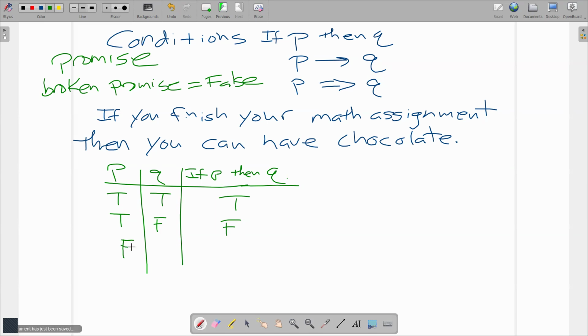Now, the promise here is if you finish your math assignment, then you can have chocolate. That's it. Are there other reasons one might have chocolate? Sure, this is just one of them. So if I don't finish my homework, but I do have chocolate, the promise is not broken here. Right? I'm not obligated to give myself or anyone else chocolate if they didn't finish their assignments, but I could, and it would still be true.